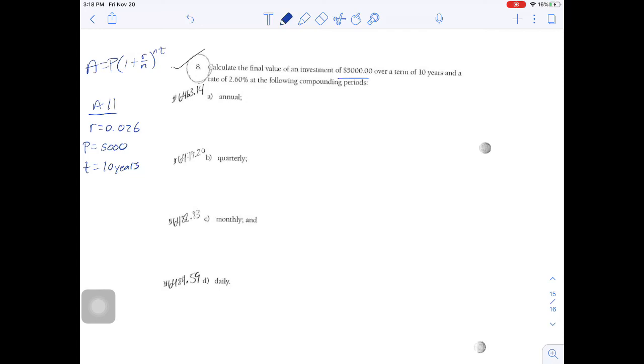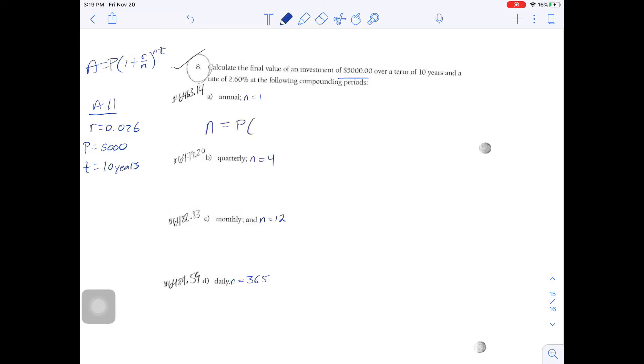Okay, so annually means n equals 1 because it's just every year is a year. Quarterly means you're breaking it into fourths, so for B, it'll be 4. Monthly, well, how many months are in a year? Well, that's 12 months in a year. And then daily, well, there's 365 days in a year. And then you're just using this equation over and over and over again.